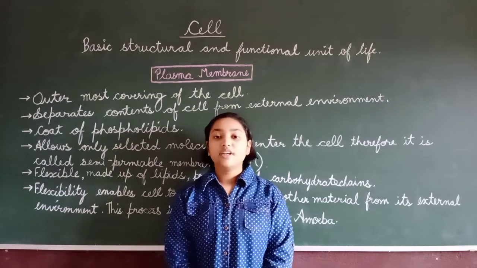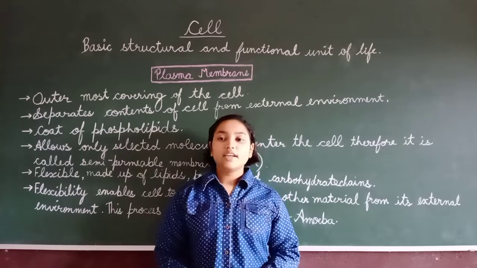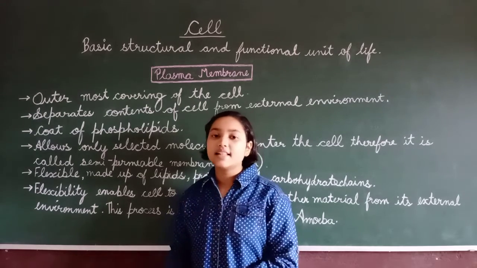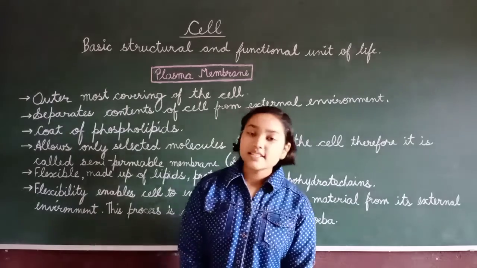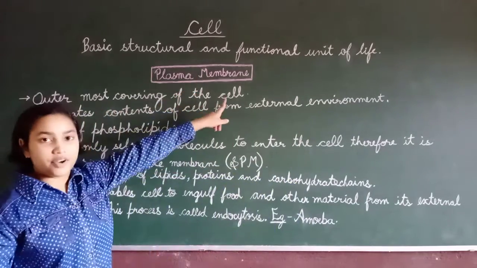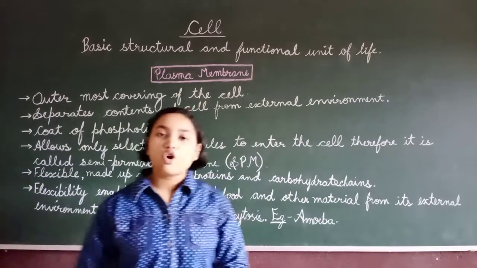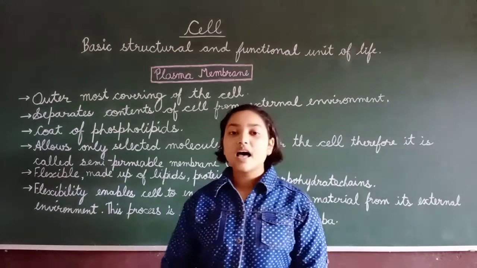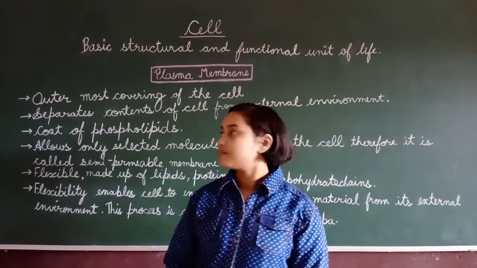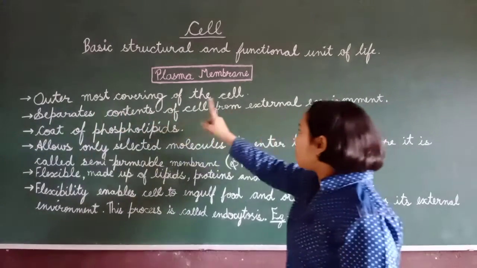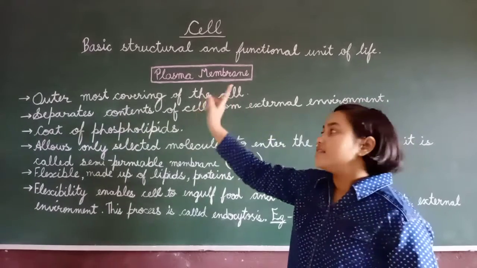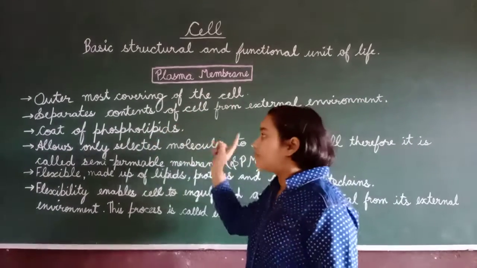And in this part we will discuss all the organelles, or all the parts of the cell, in detail. So let's first start with the plasma membrane. The plasma membrane is also called the cell membrane because it is the outermost covering of the cell.